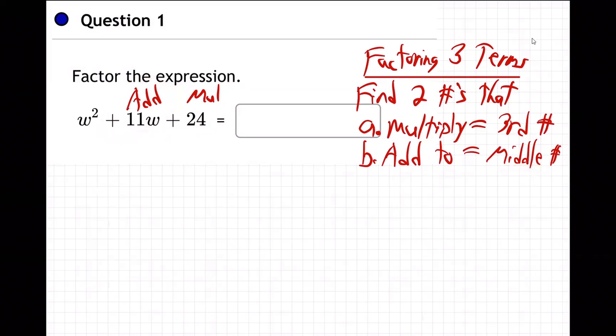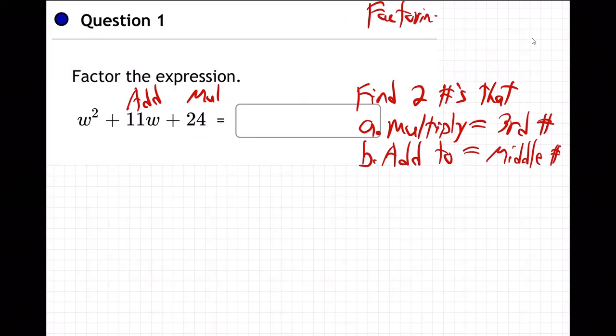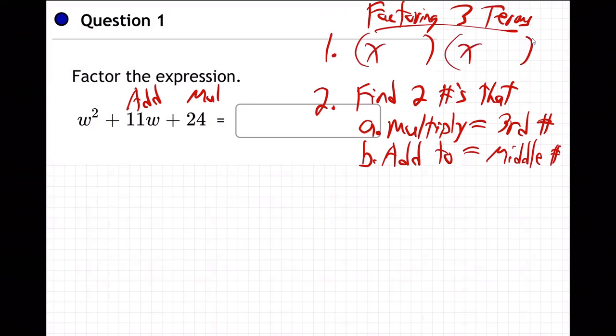Oh, you know what, I skipped the first step. Let me back it up. I'm jumping the gun. I mean, that's the most important part, but right here, factoring when you have 3 terms, this is all step number 2. Step number 1, you write 2 parentheses, x, and you've got to find a number and a number. So that's the first step.